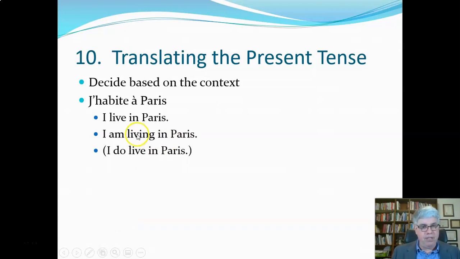Now they're both present tense, and they're both only giving information about what's happening right now, but I live in Paris is more habitual, more normal, more stable, whereas I am living in Paris is more temporal, putting a focus on the moment there. Now in English I could say I do live in Paris, but that's not how we're going to translate it in written French very often.